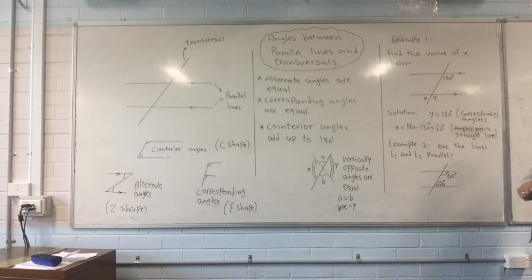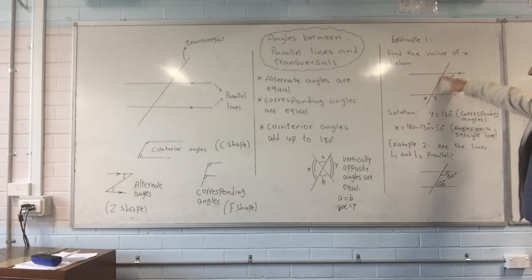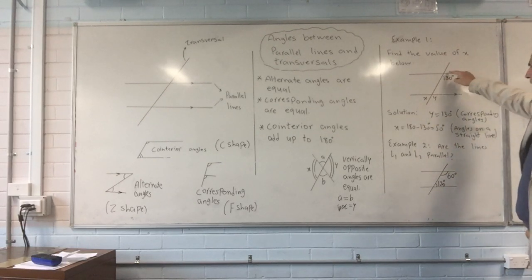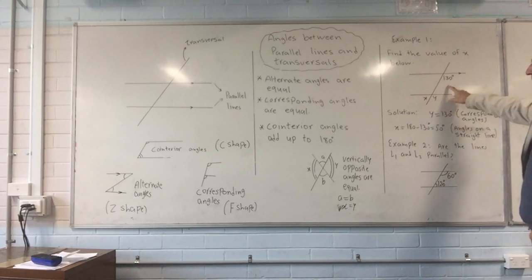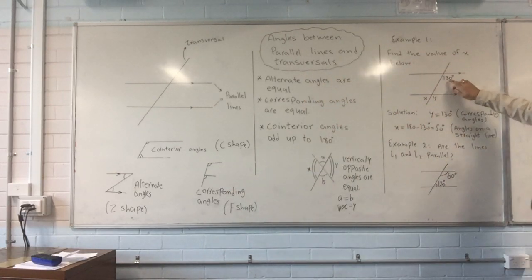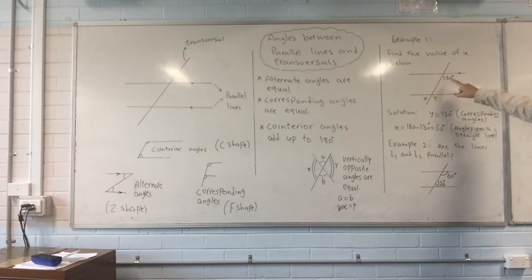Here you've got some examples. Find the value of X below. So I've got two parallel lines because they've got arrows. I know they are parallel, and then there's a transversal. They want me to find the value of X. Before finding the value of X, I can look at this 130 degrees and this angle which I've marked with Y, and they are very similar to what we have here, which are corresponding angles. So 130 and Y are corresponding angles, so that means Y is 130 because corresponding angles are equal.